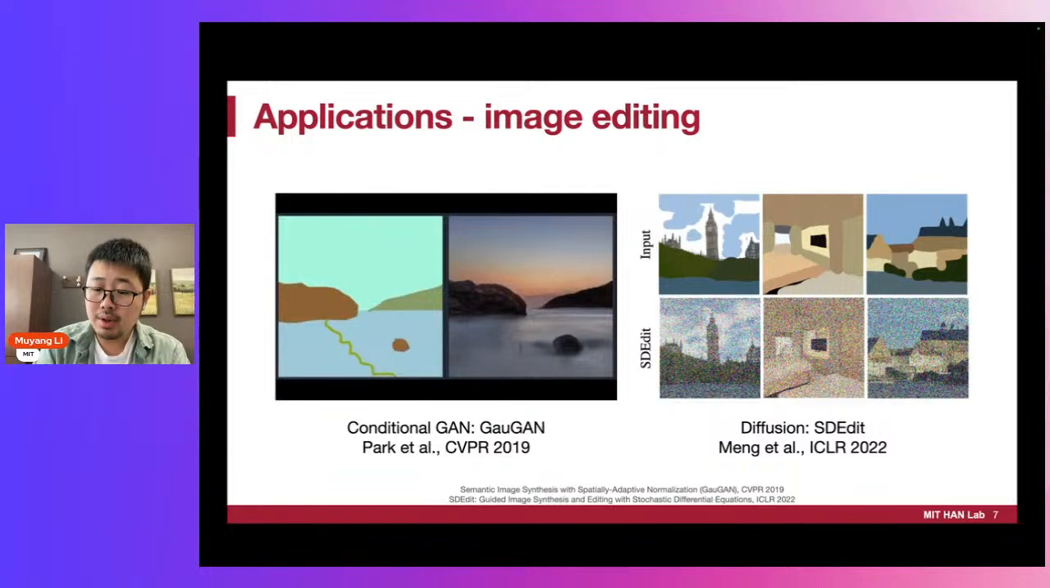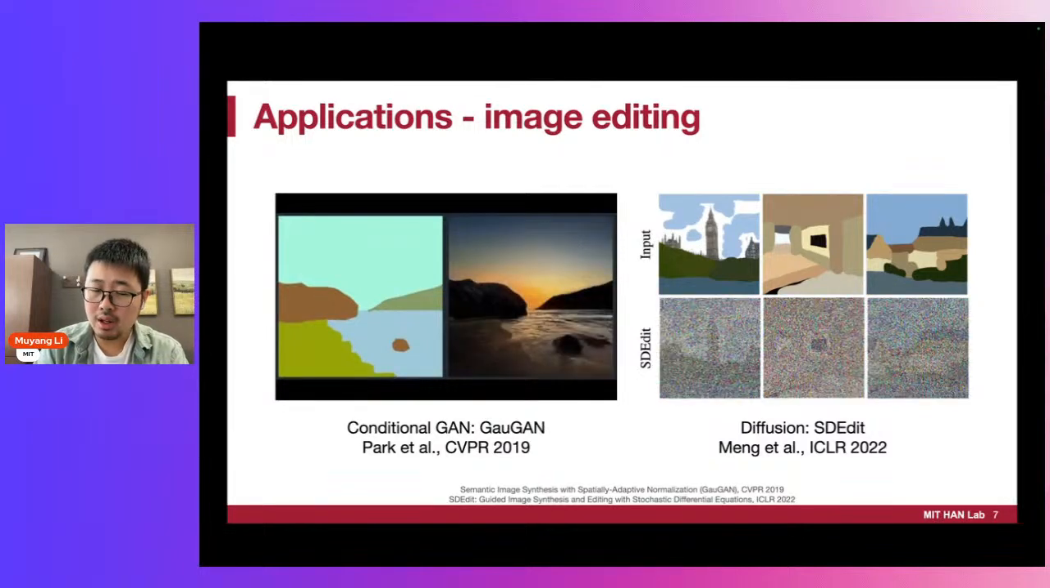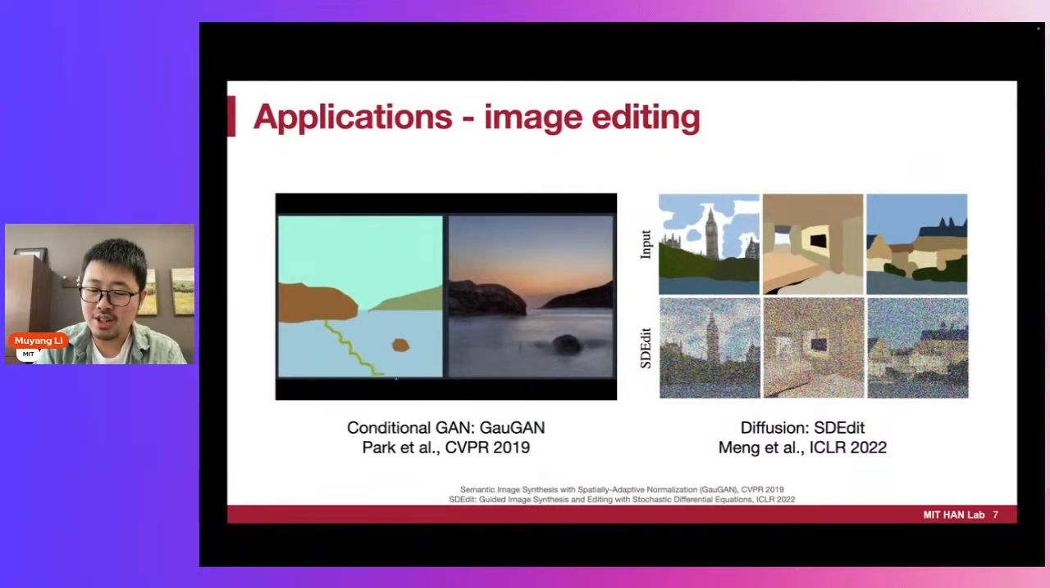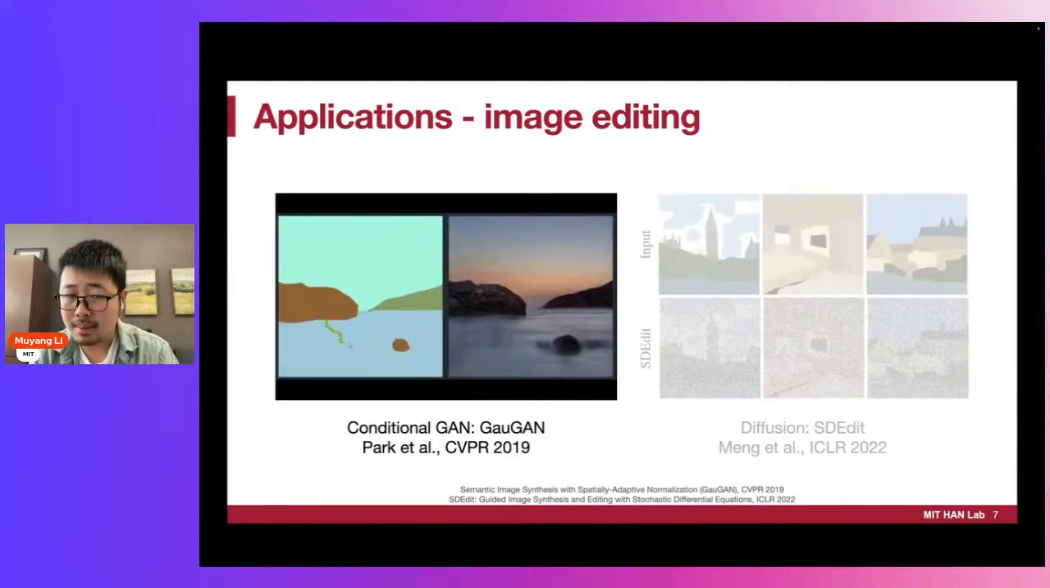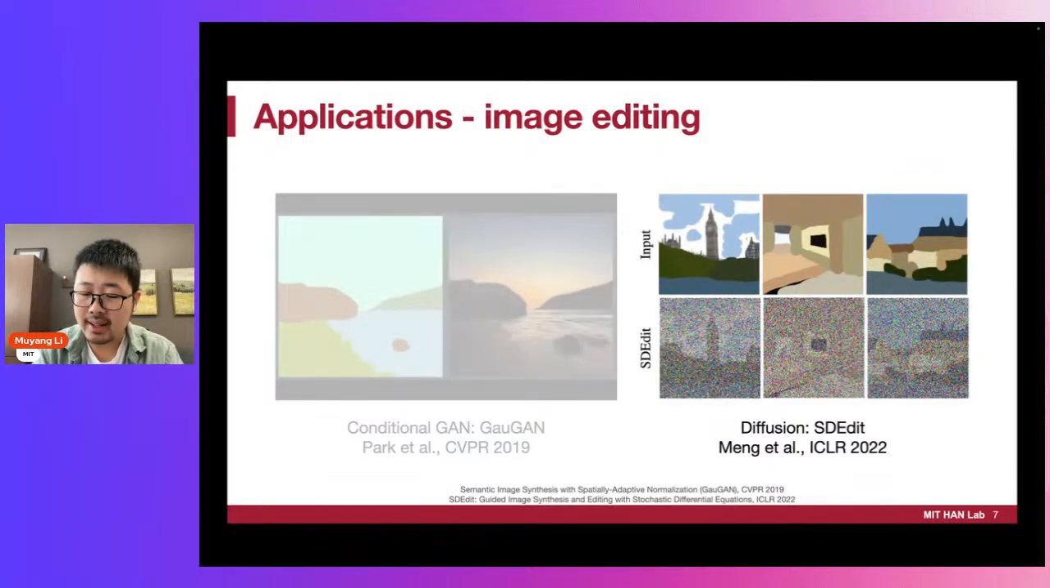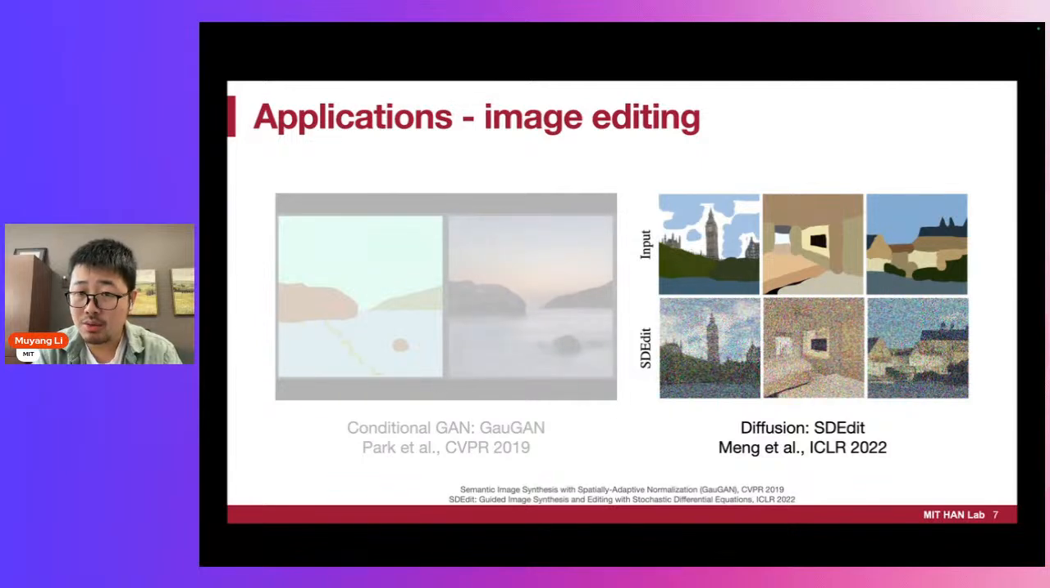And these models have given rise to numerous image synthesis and editing applications. For example, GAN can convert the semantic maps to photorealistic images. And SDEdit can edit real images with your painting strokes.